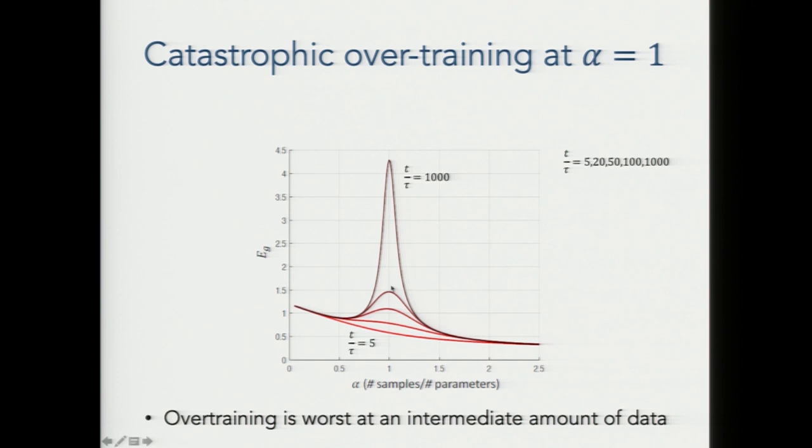Right? So this basically says overtraining is worst at this intermediate amount of data, and it gets better either way you go, which is maybe counterintuitive. All right, so let's just be sure we understand why. There are two things going on here that protect you from overtraining.